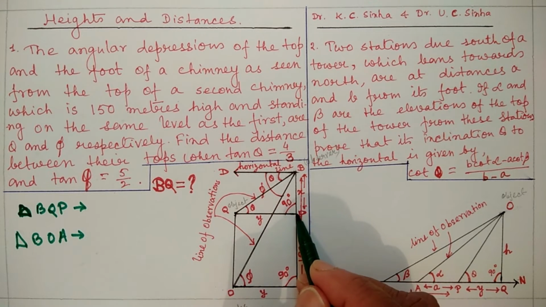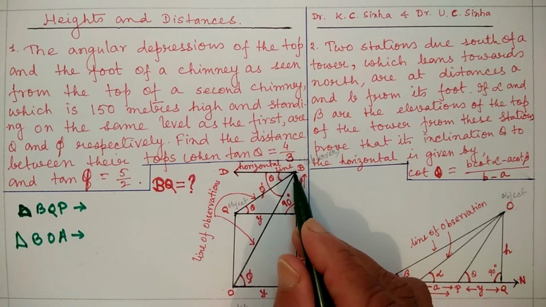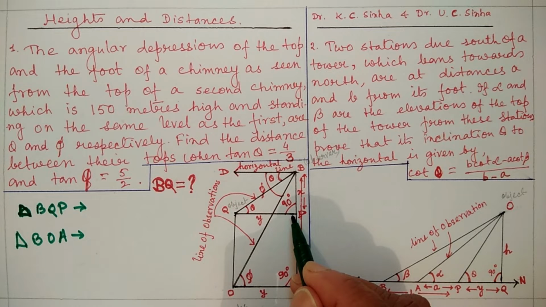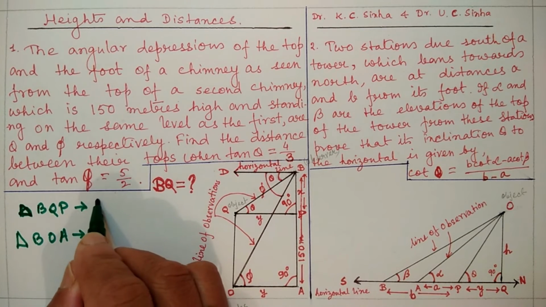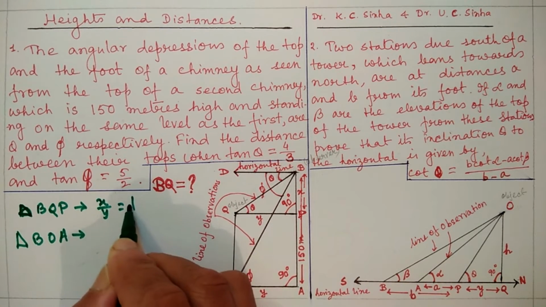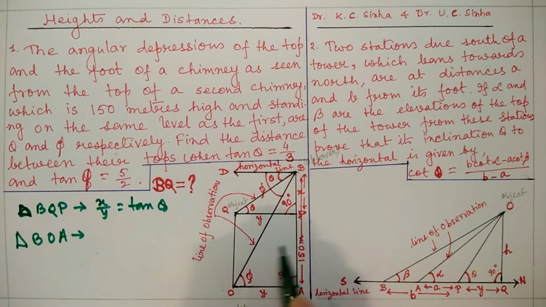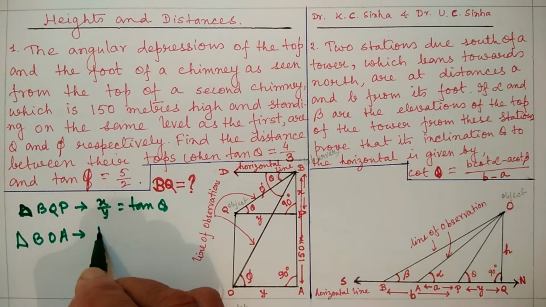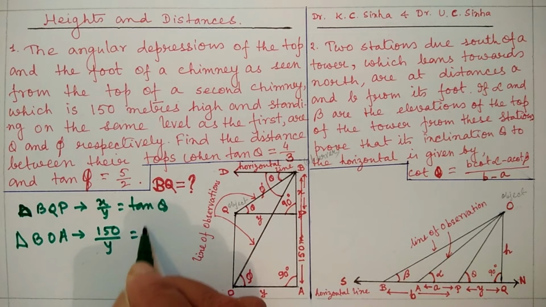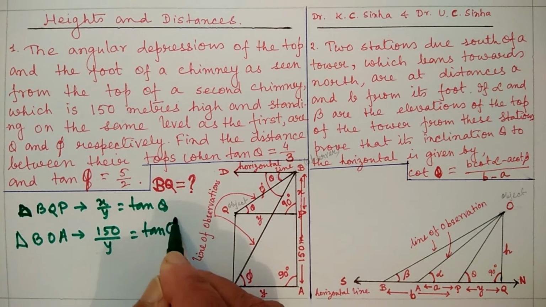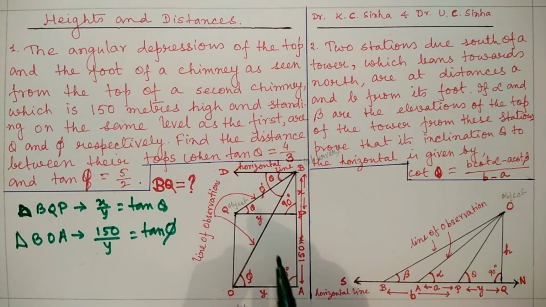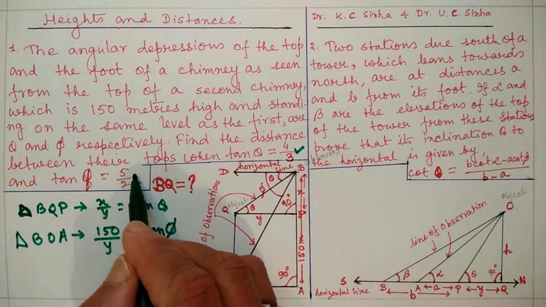So here BP by QP, that means tan theta, is equal to perpendicular by base. So we will get x by y is equal to tan theta, and here we will get 150 by y is equal to tan phi. Now friends, tan theta is equal to 4 by 3 given, tan phi is equal to 5 by 2 given.